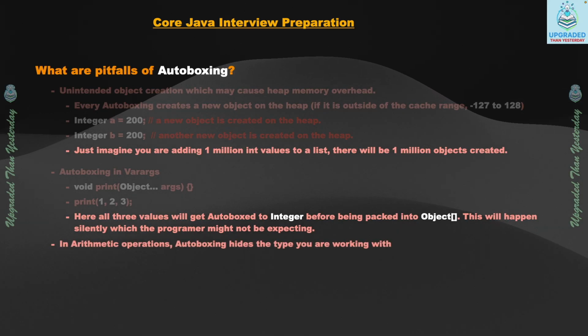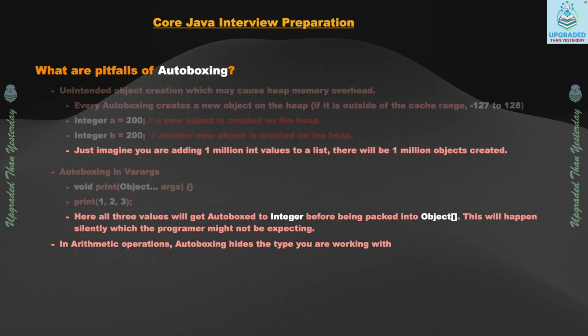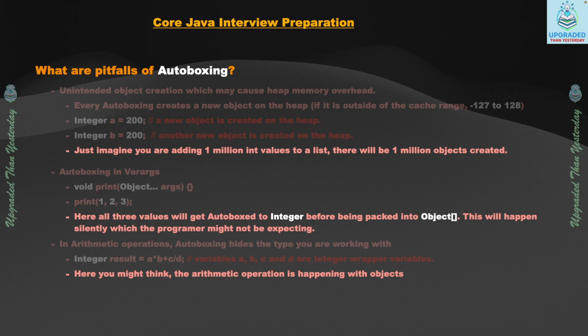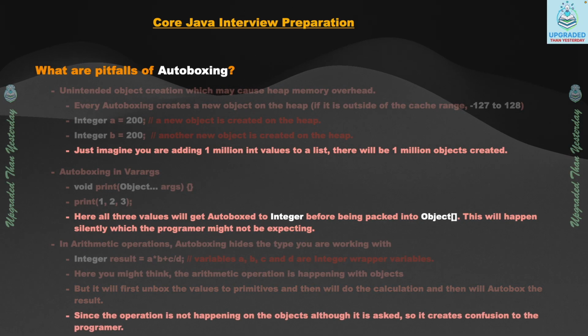Third pitfall. In arithmetic operation, autoboxing hides the types you are working with. Suppose we have a, b, c and d integer type wrapper variables and these are used in an arithmetic operation as shown. Here it looks like the arithmetic operations are happening on the object, but actually it is not. The JVM will unbox wrapper value to primitive and then it will perform the arithmetic operation. At the end, the result will get autoboxed to the wrapper type. This is a pitfall because operation supposed to happen on object, but it hides the types during internal execution.